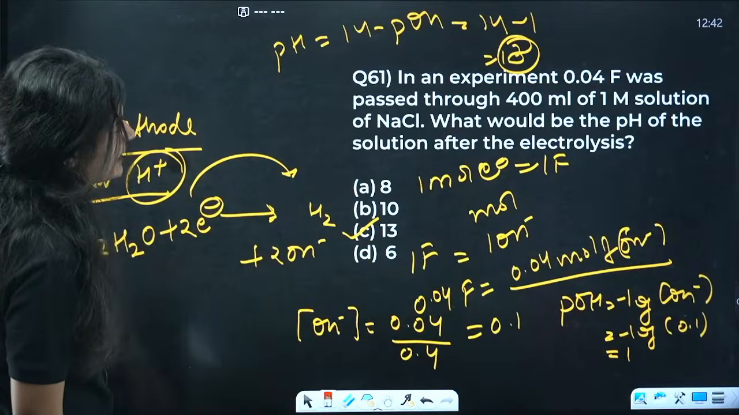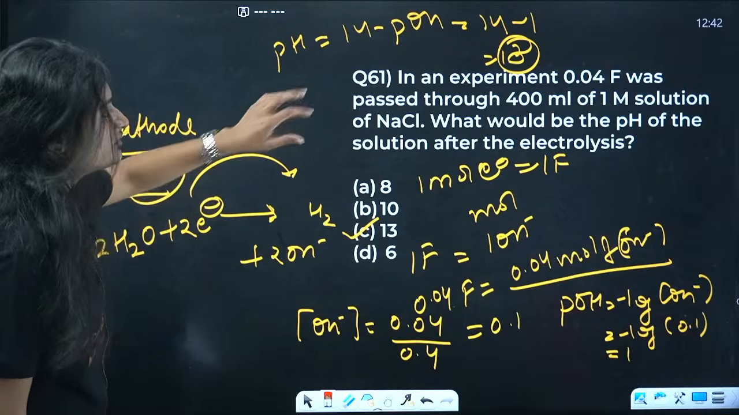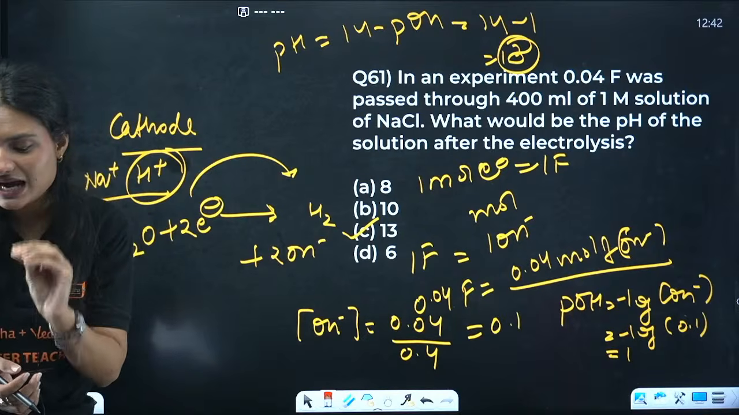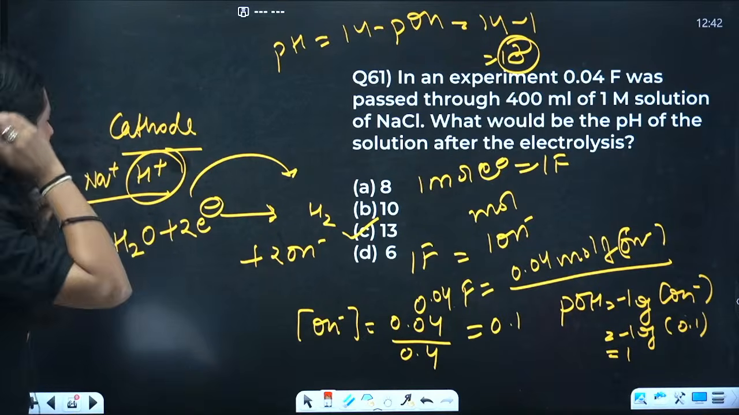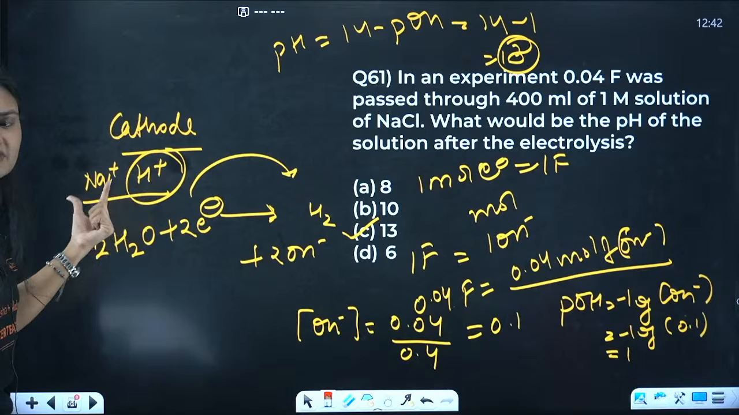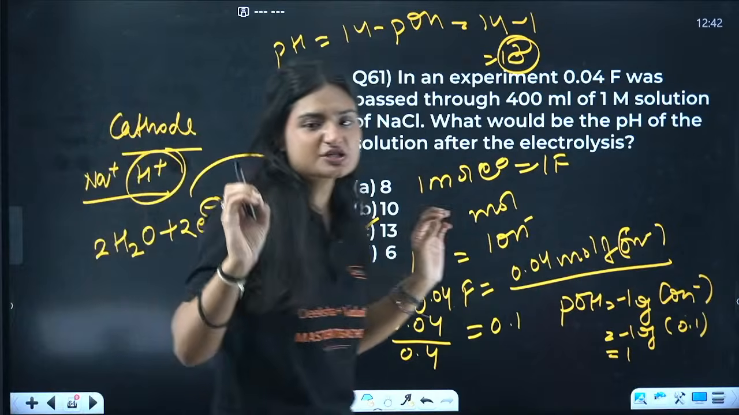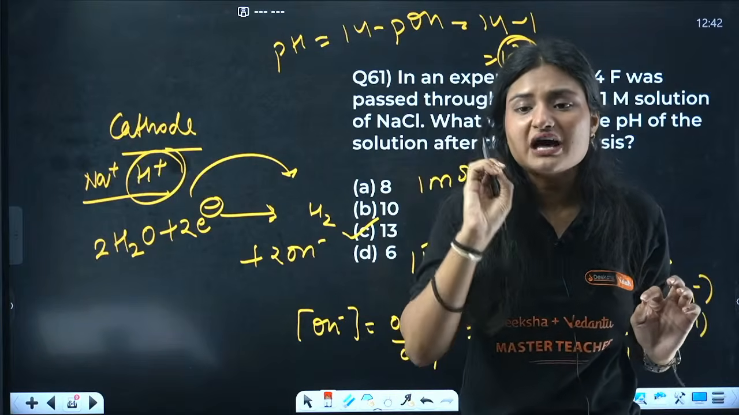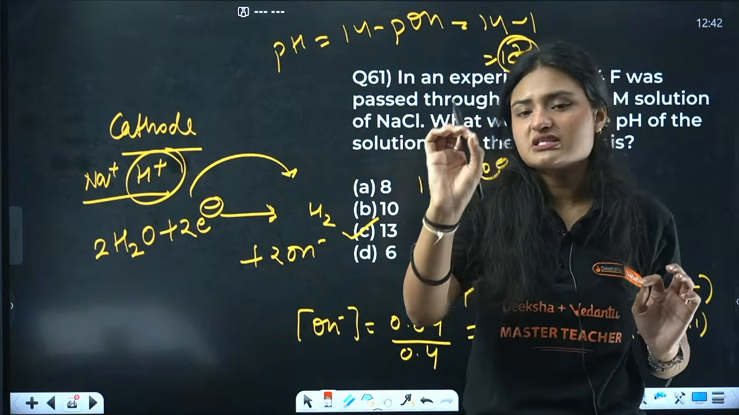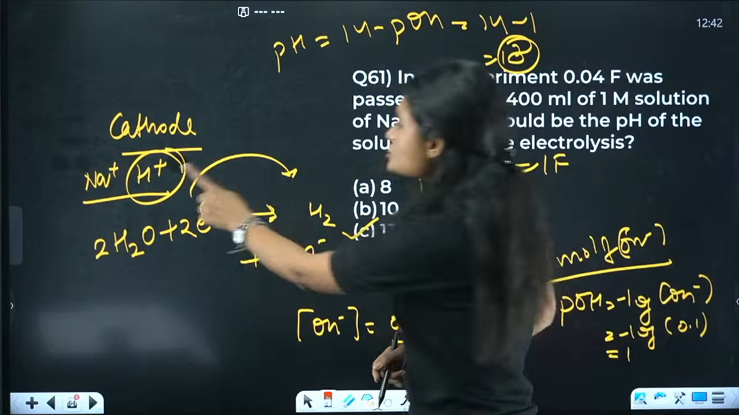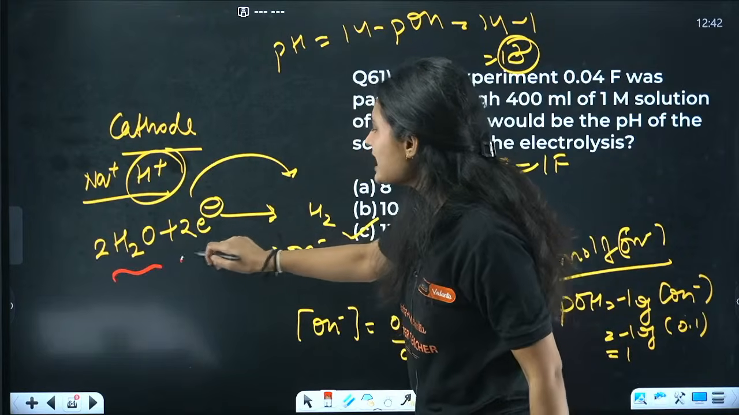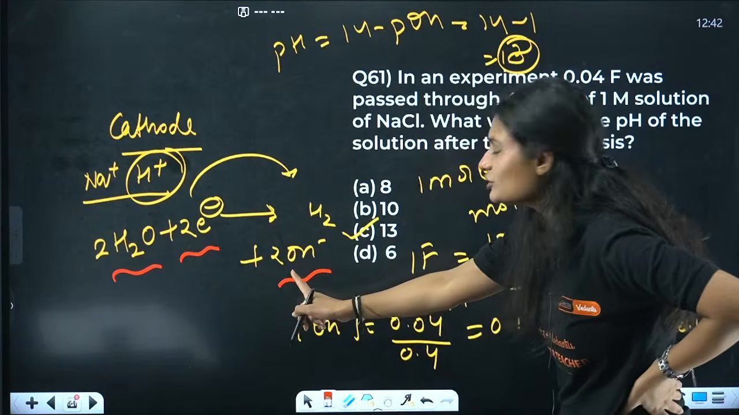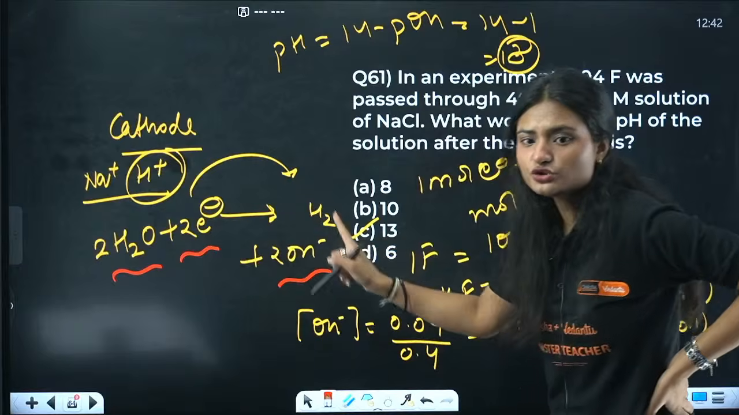Next question, experiment, what would be the pH? When we are talking about pH, we only focus on H+ and OH-. At the cathode, we have H+ and Na+. Since H+ has lower discharge potential, in the case of aqueous NaCl, at the cathode we will get H2. The reaction is 2H2O plus 2 electrons gives 2 OH-. So 2 moles of electrons produce 2 moles of OH-.